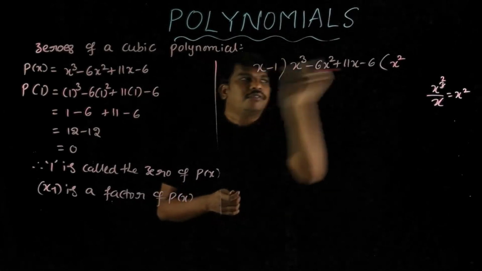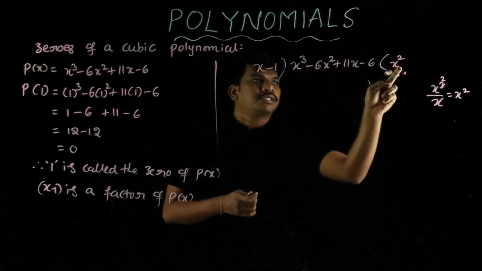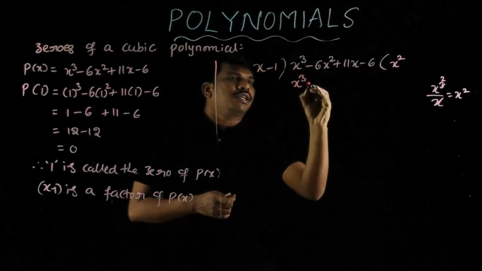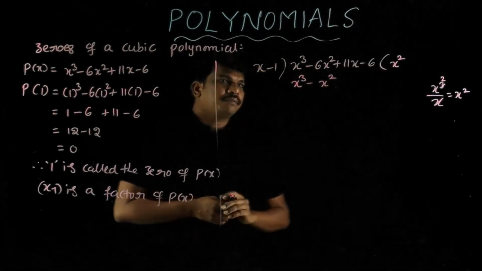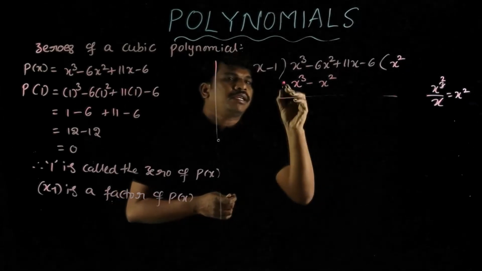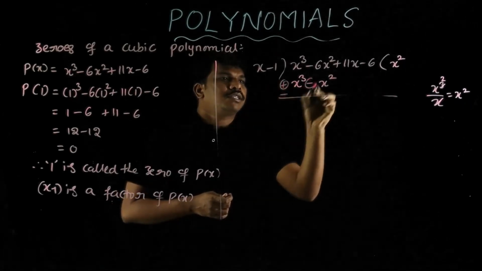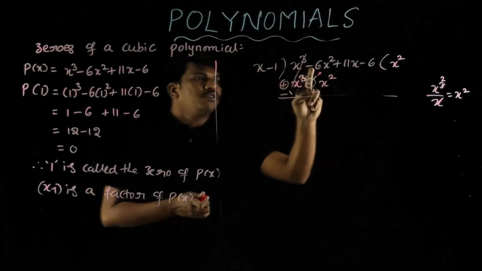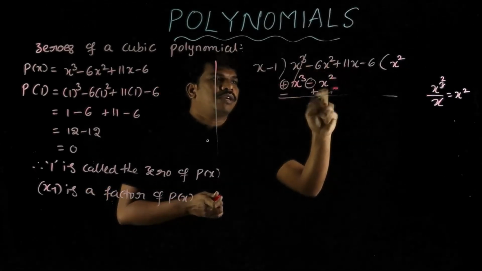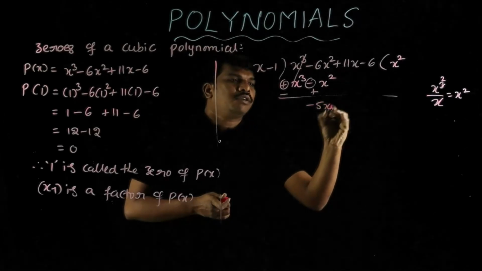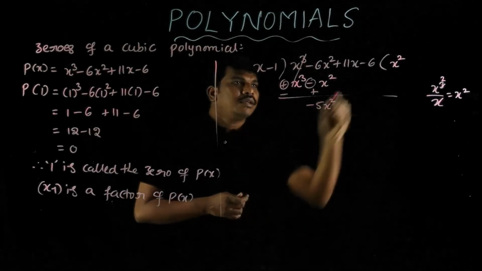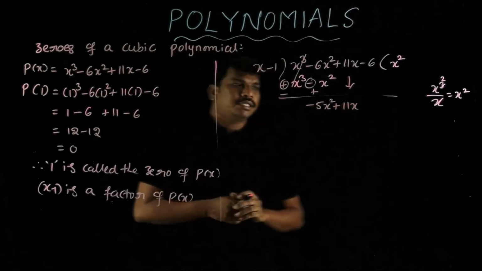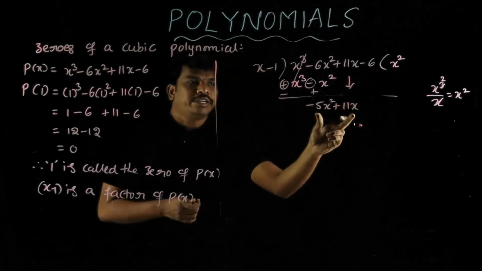Multiply this divisor with the quotient: x into x square is x cube, minus 1 into x square is minus x square. By subtracting, plus term becomes minus, minus term becomes plus. X cube will get cancelled. Now minus 6x square plus x square is minus 5x square. By dragging this term, we will get plus 11x as it is. Now this is our new dividend.